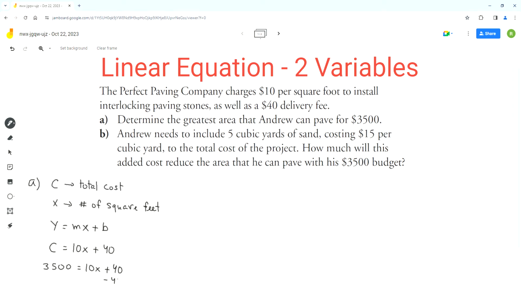First we'll subtract 40 from both sides. The 40s on the right side cancel each other out, and on the left side we have to do 3500 minus 40, which is 3460 equals 10x. Now we can isolate x by dividing both sides by 10. The 10s on the right side cancel each other out, and on the left side we get 346 equals x. So this should be the final answer for part A. That means Andrew can pave the greatest area of 346 square feet.